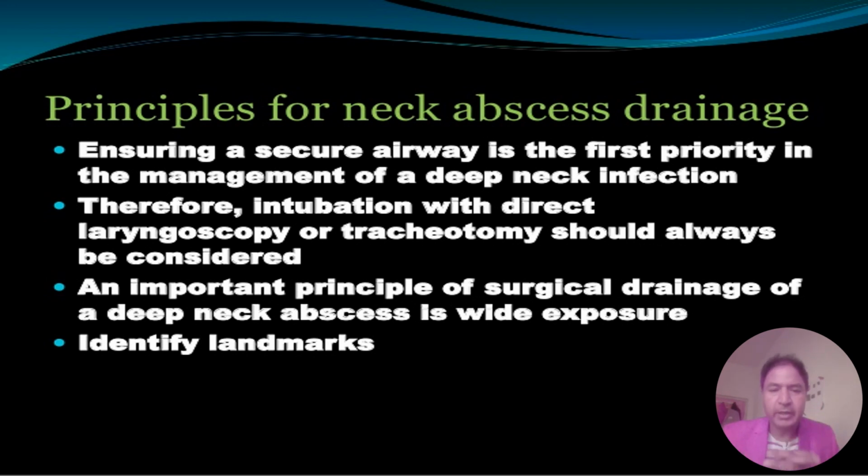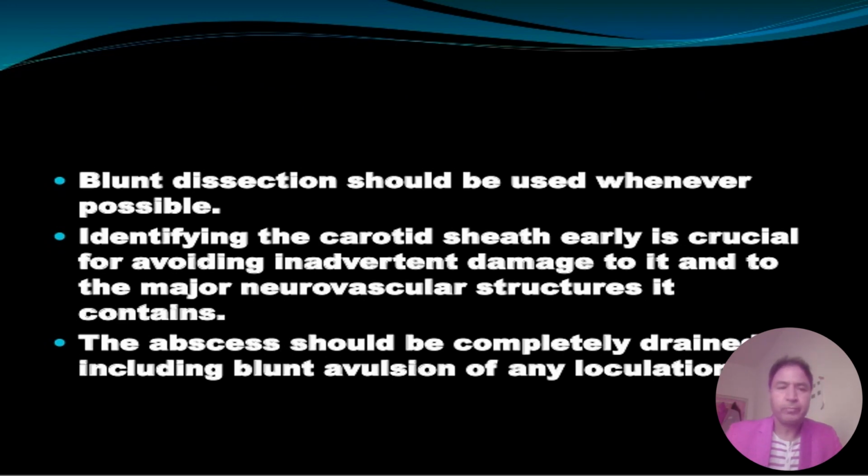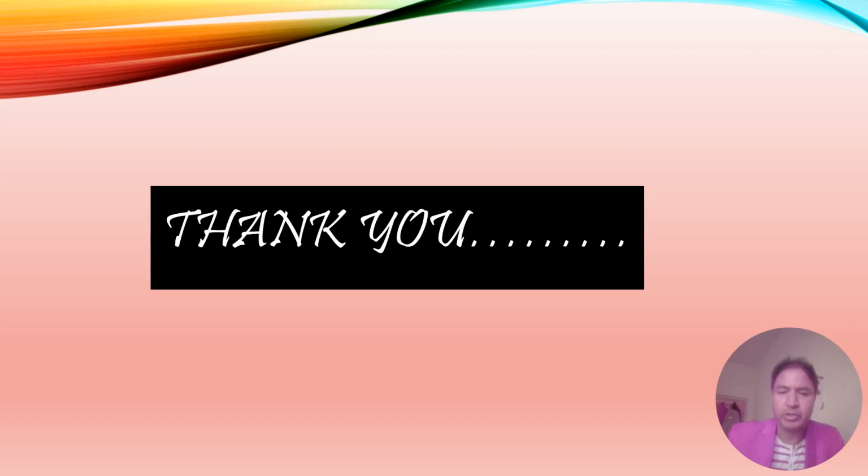The important principle of surgical drainage of a deep neck abscess is wide exposure. Identify the landmarks. Blunt dissection should be used whenever possible. Identifying the carotid sheath early is crucial for avoiding inadvertent damage to it and to the major neurovascular structures it contains. The abscess should be completely drained, including blunt avulsion of any loculations.